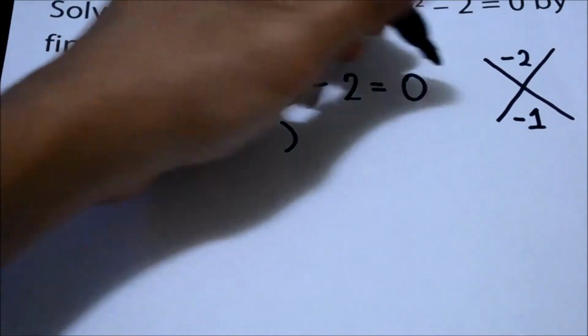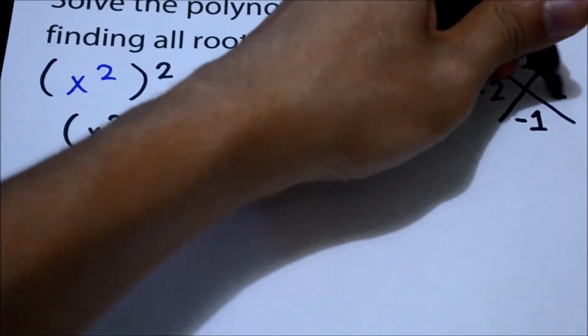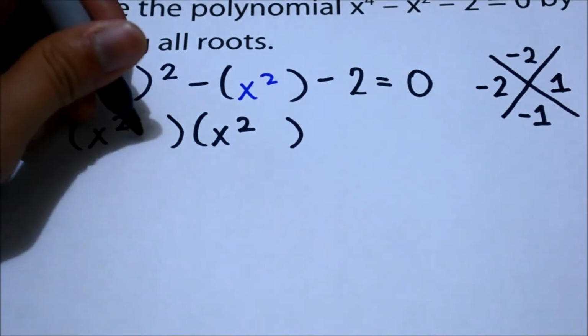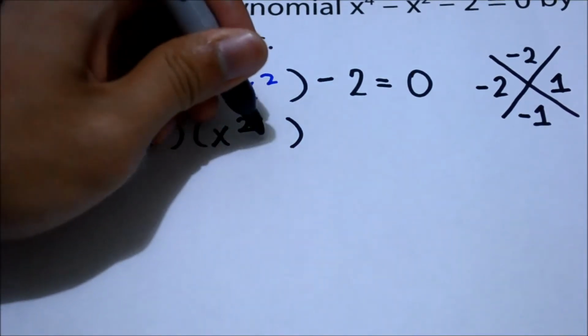The two missing numbers are negative 2 and 1. Now place each of them into the two sets, with negative 2 on one set and positive 1 on the other.